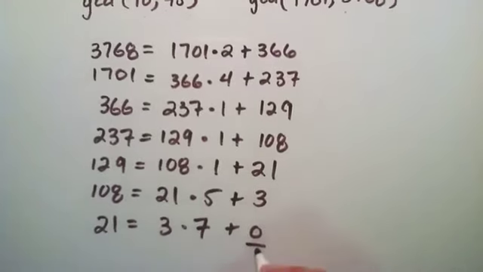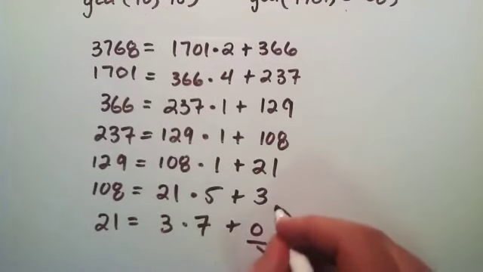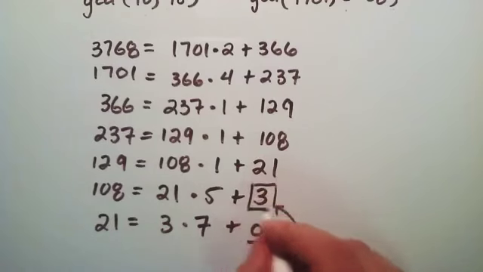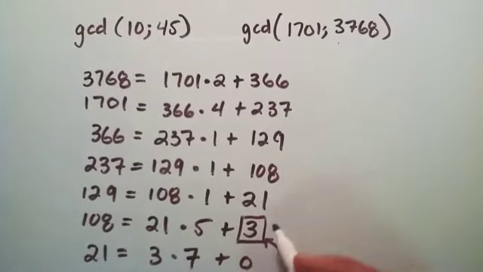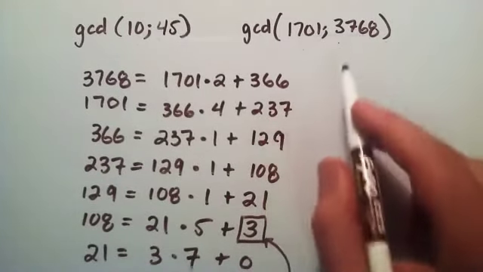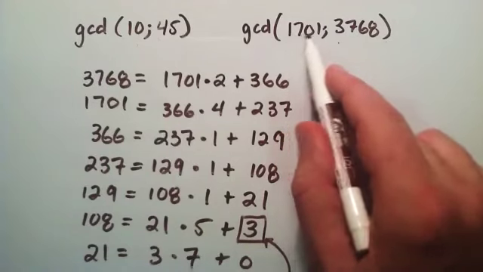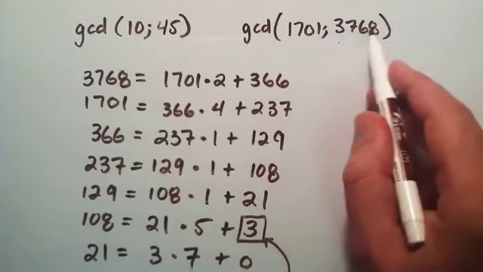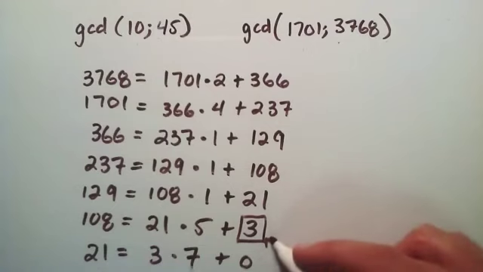So now we just simply look back to our previous remainder, and this is the greatest common denominator of our original two numbers. So the greatest common denominator of 1,701 and 3,768 is the number 3.